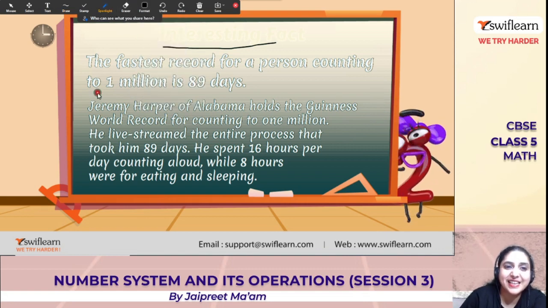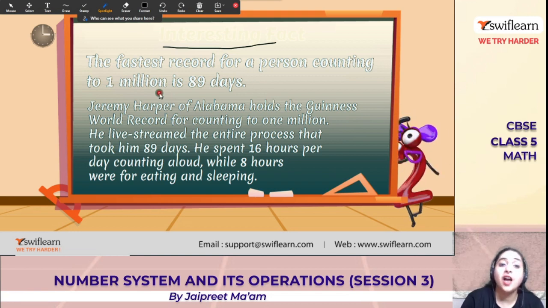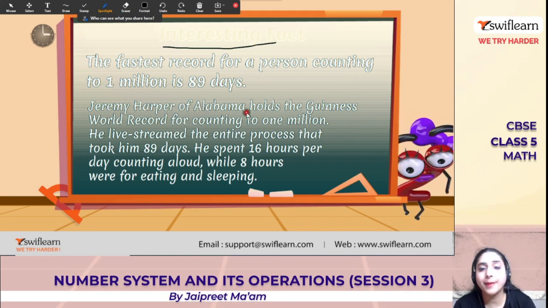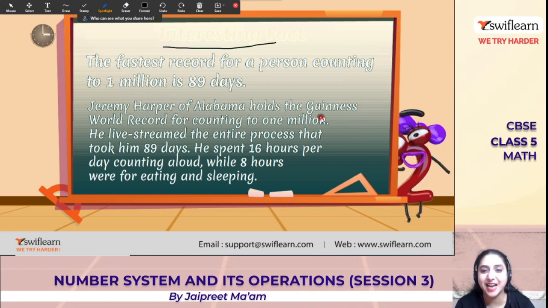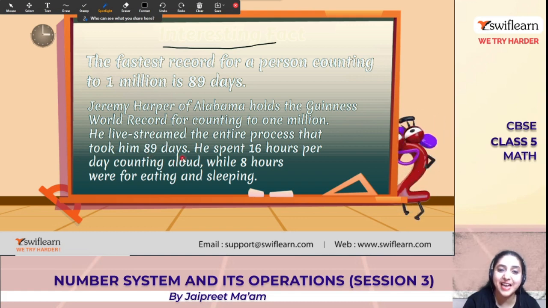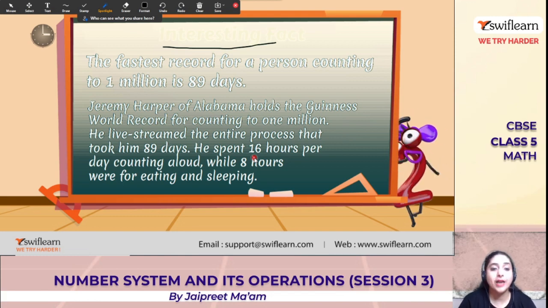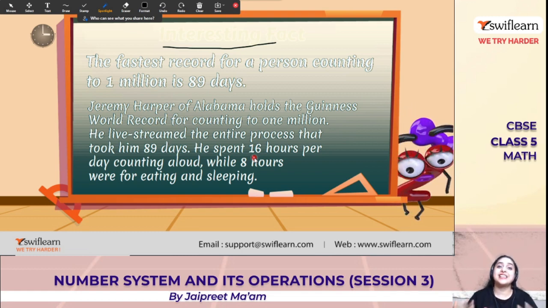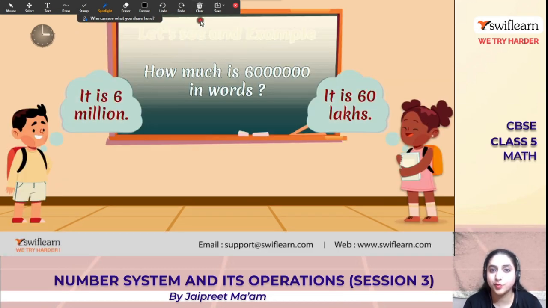So let's see an interesting fact. The fastest record for a person counting to 1 million is 89 days. One person counted to 1 million in 89 days, and his name is Jeremy Harper of Alabama, who holds the Guinness World Record for counting to 1 million. He live streamed the entire process. That took almost 89 days. He spent 16 hours per day counting aloud, while 8 hours were for eating and sleeping. So it's not easy to count up to 1 million.